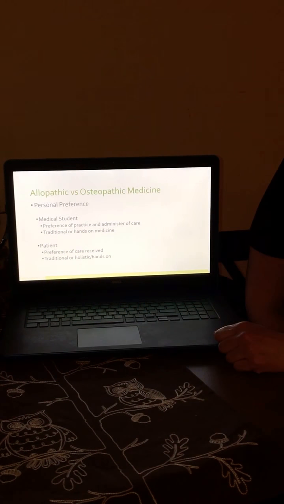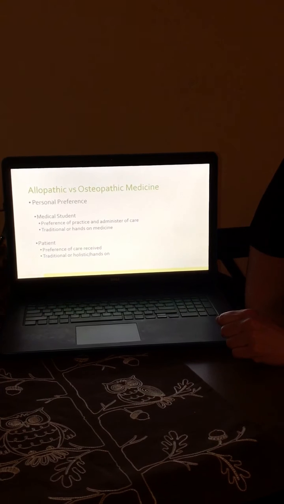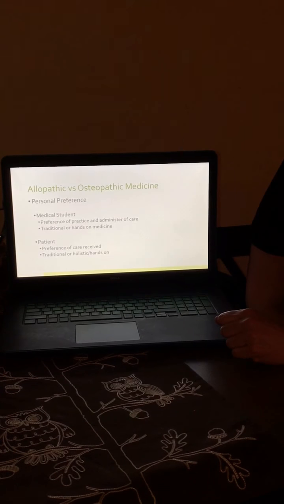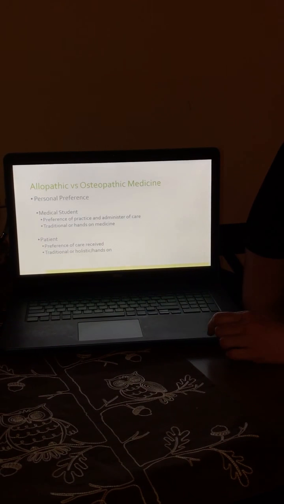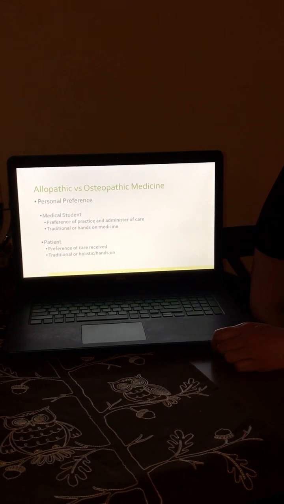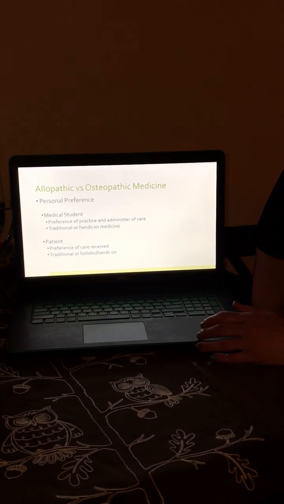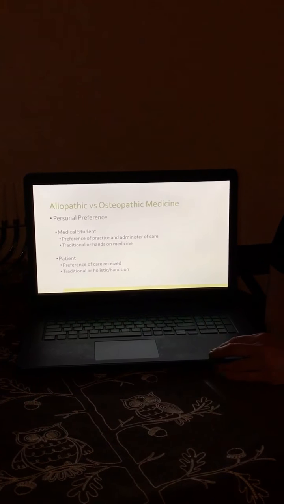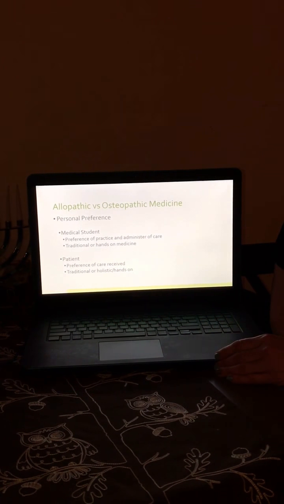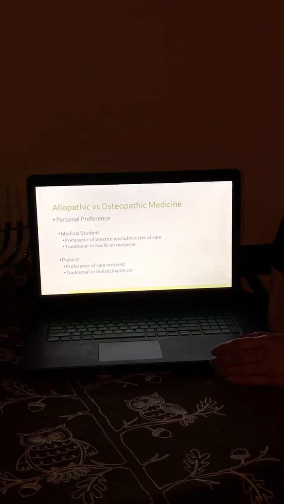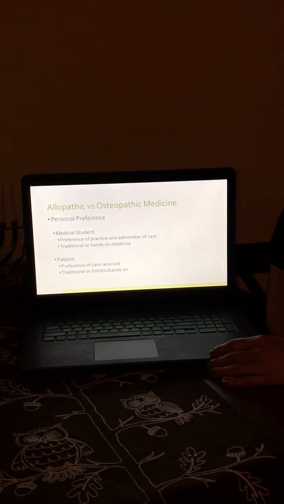So then when it comes down to it, you decide, whether you're the student or the patient, which type of medicine or doctor you'd like to go with. As the medical student or the patient, you're going to decide whether you want the traditional or hands-on approach, or you want the holistic approach, and then you're going to go along with what you think you need medically as a patient.